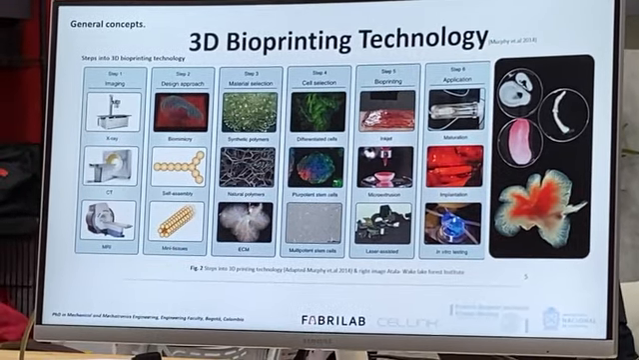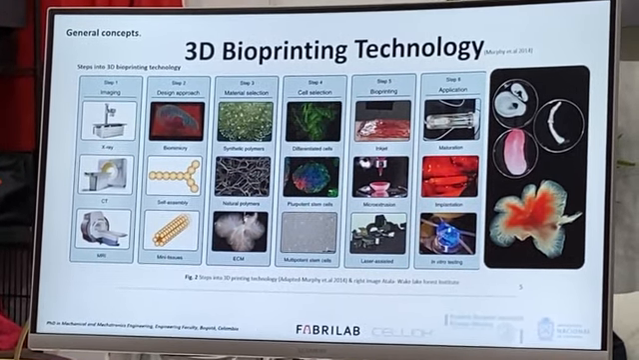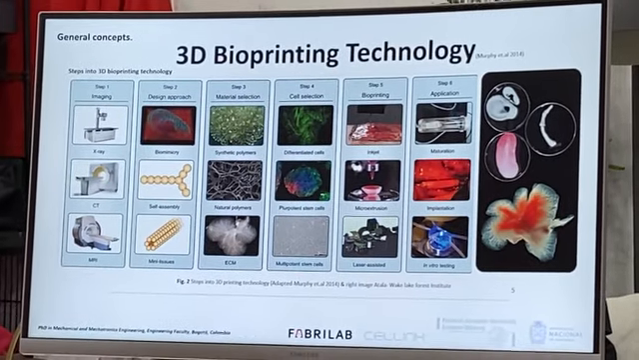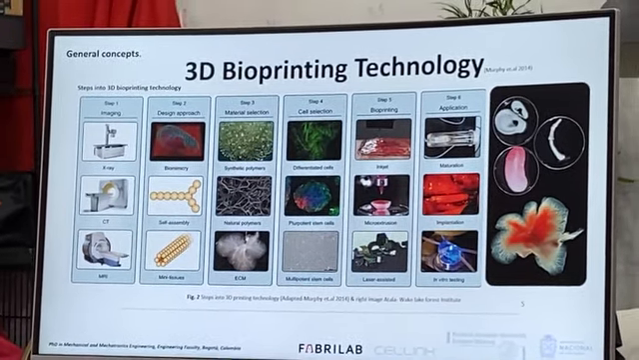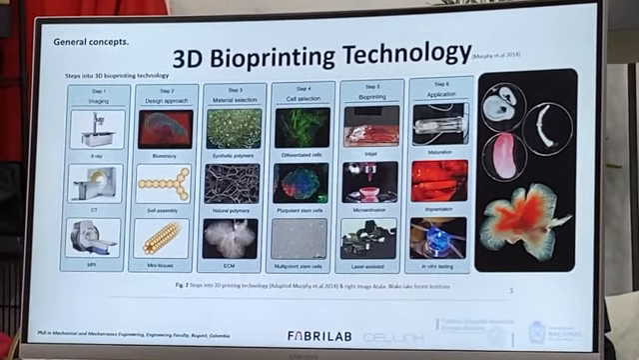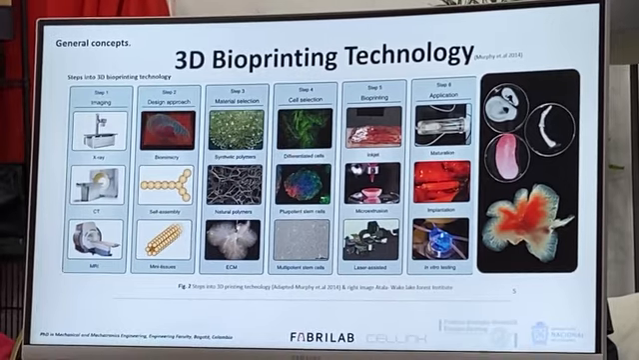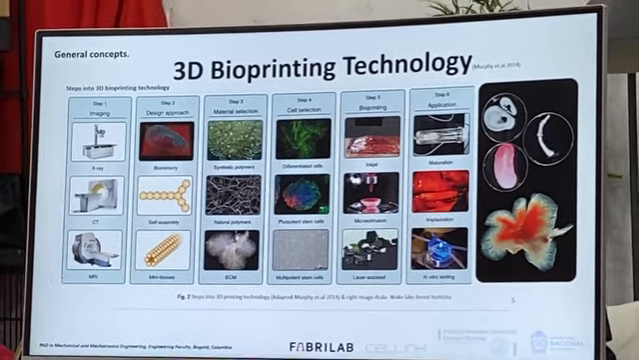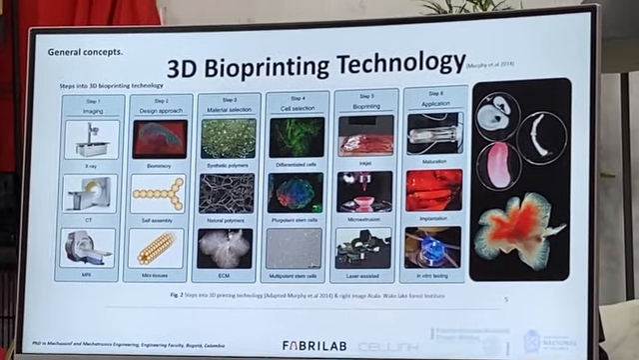You can use that approximation to print tissues. In the third step, you have to select the biomaterial that you are going to use, like synthetic polymers, natural polymers, material that can replicate the extracellular matrix. And that depends on the kind of tissue that you want to replicate.